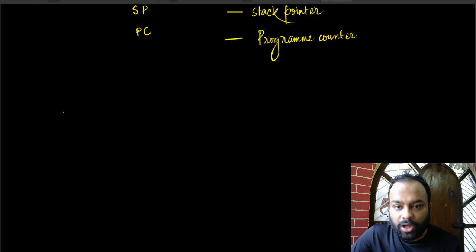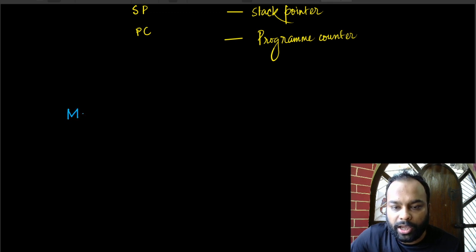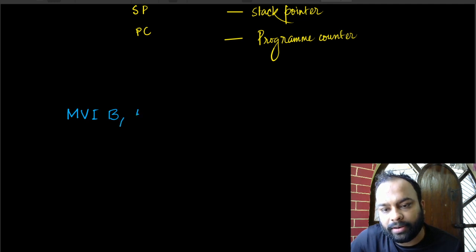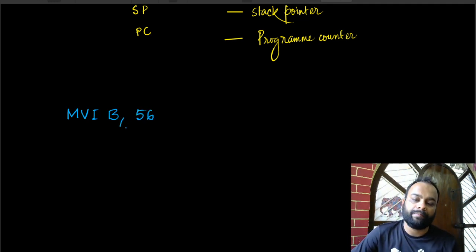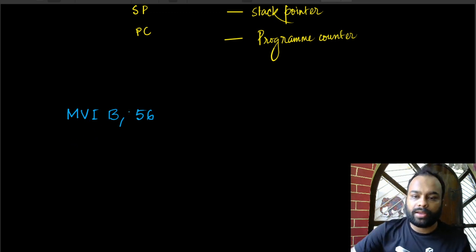In the last class, I introduced you to this instruction, MVI, for example, B, comma, say, 56. This is one of the immediate instructions, and we shall talk about addressing modes later on. After executing this instruction, this data 56 will be copied into register B. You get this idea, right? All right, so that's understood.